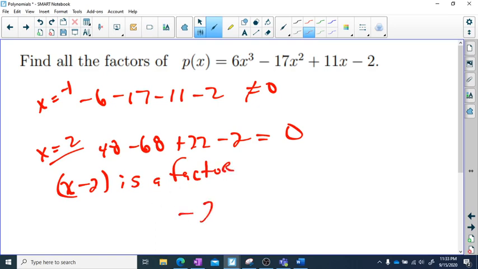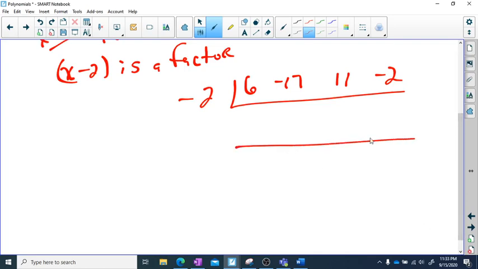Let's do a synthetic division to see what the other one is that I'd multiply that by to make this. So 6, negative 17, 11, and minus 2. Bring your 6 down. Negative 2 times 6 is negative 12. Negative 17, subtract a negative, so that'll be negative 5. Positive 10, 1, minus 2. There's a good sign. I got 0.